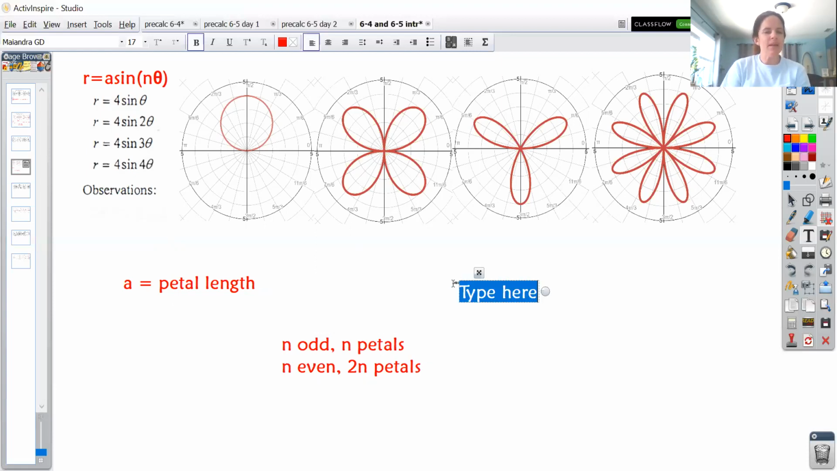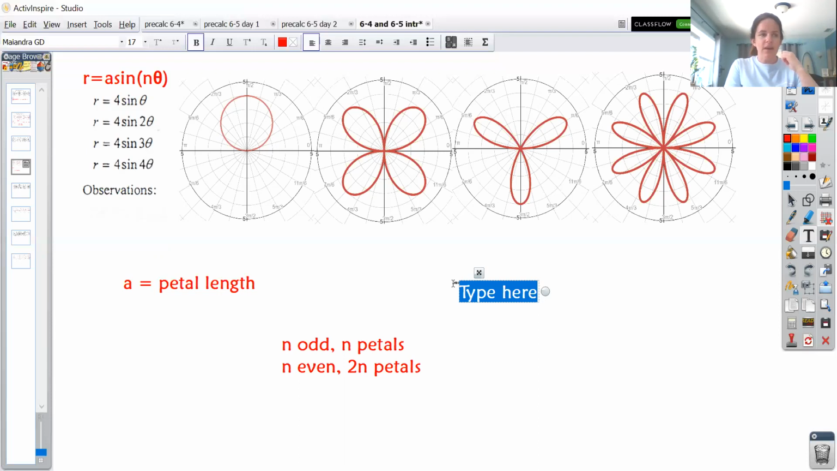The only thing that might be different than what we expected, I would think is different than what you expected: if the cosine one always had one on the positive x-axis, my thought would be that the sine one would have 1 petal on the positive y-axis. And you'll see that that is not true. The first one does, but the other ones don't.